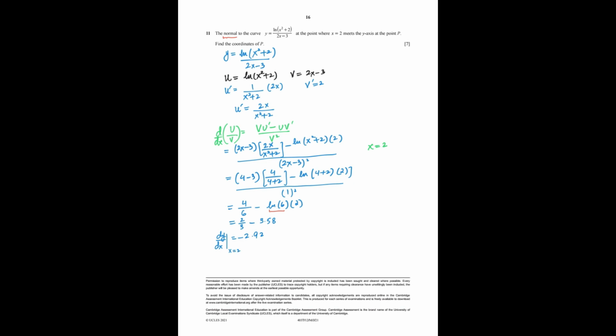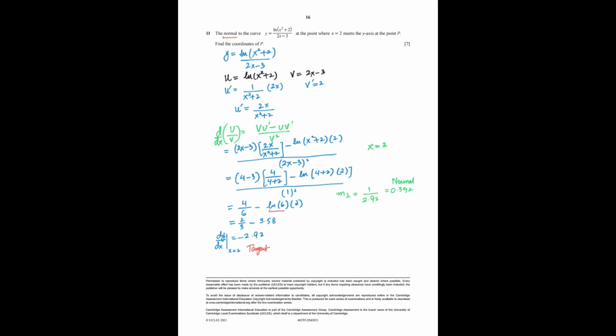Keep in mind that this gradient is for the tangent, not for the normal. Alright. In order to find the gradient of the normal, that will be the negative reciprocal. So you can say that it will be equal to 1 divided by 2.92, and when you solve it you will get the value of 0.342. That is the gradient of your normal. Alright. Now we need to find out the equation of this normal here.